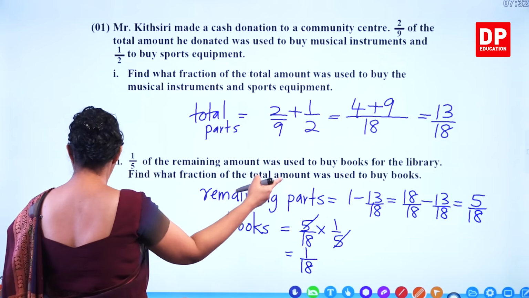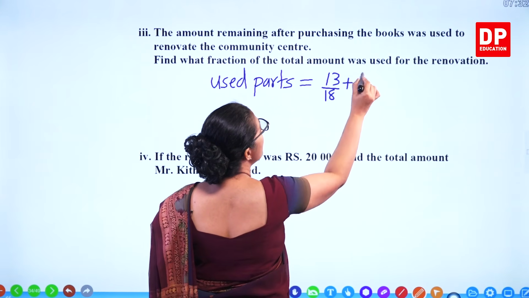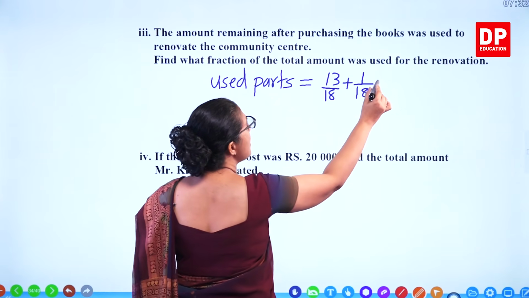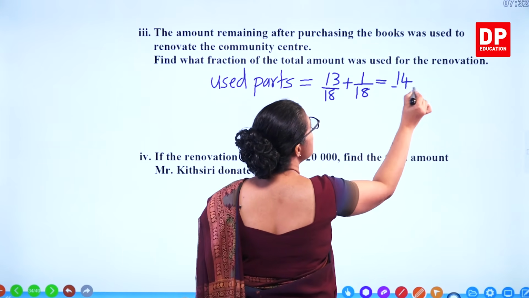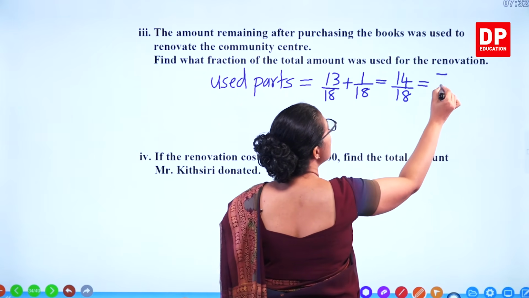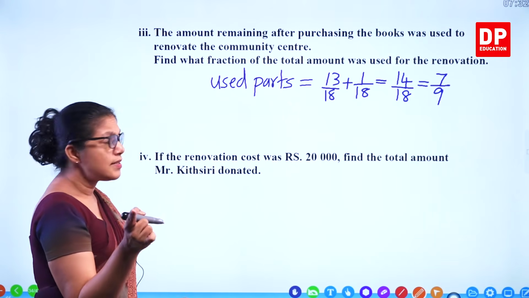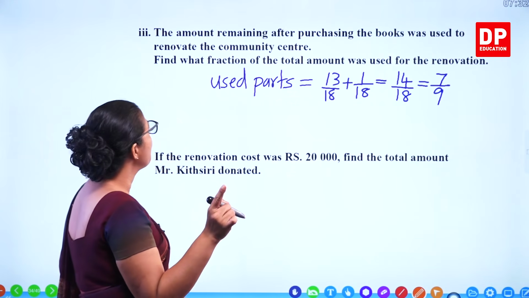13/18 and 1/18. That becomes 14/18. Simplify. You can divide by 2. 7/9. Out of 9 parts, 7 parts used now.